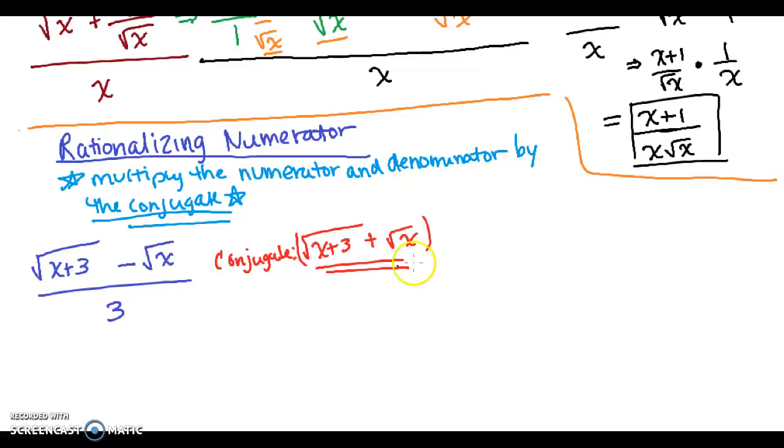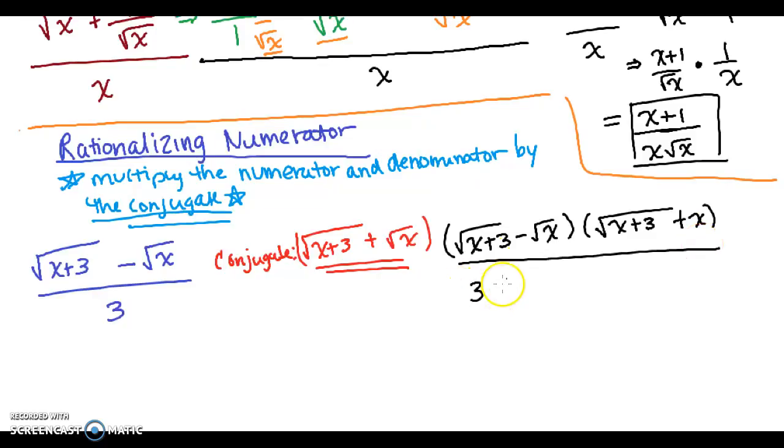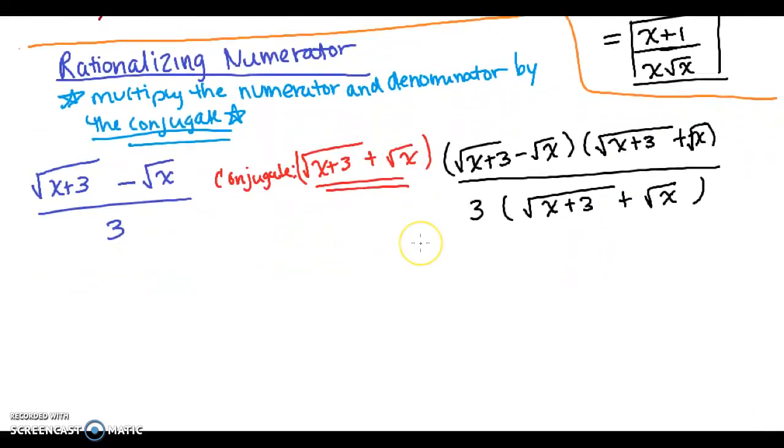So I'm going to rewrite my work over here. I'm going to have the square root of x plus 3 minus the square root of x, times its conjugate, which is the square root of x plus 3 plus the square root of x, and then on the bottom I'm going to have 3 times the square root of x plus 3 plus the square root of x. Remember, I have to multiply the numerator and the denominator because I want to make sure I don't change the value of my fraction. Let's follow through with our work.